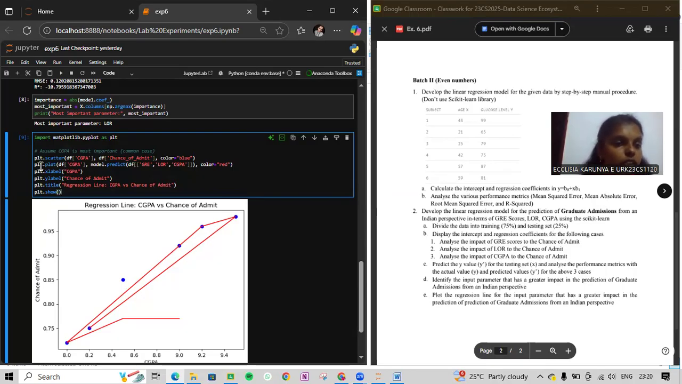Here we are using plt dot scatter, plt dot plot. Then we are using labels X and Y. X is for CGPA and Y is for chance of admit. Then we are using title and the show command to print the output.